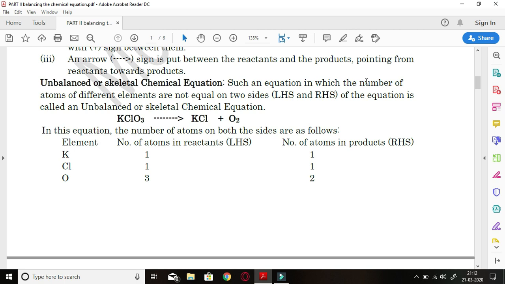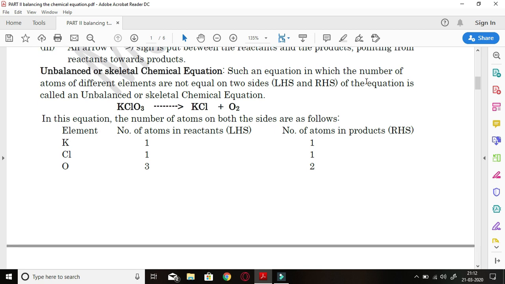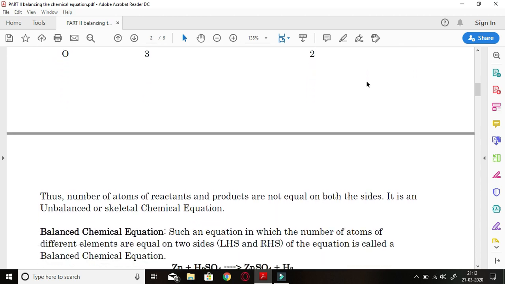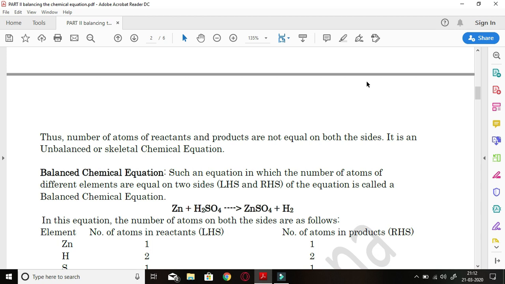Now potassium, the number of atoms is 1 on the left hand side, and on the right hand side after the arrow, it is also 1. Chlorine atom is 1 on the left side and 1 on the right side, whereas oxygen is 3 on the left hand side or reactant side and 2 on the product side. So this means there is a difference in the oxygen atoms on the left and right hand side. That is why this is an unbalanced chemical equation. The number of atoms of reactant and product are not equal on both the sides. So therefore it's an unbalanced or skeletal chemical equation.